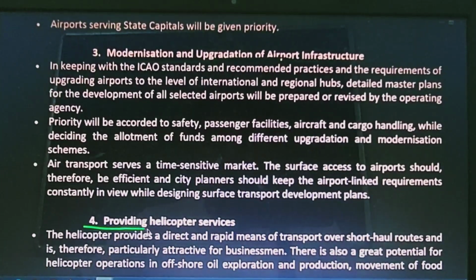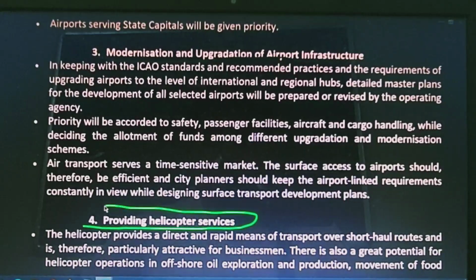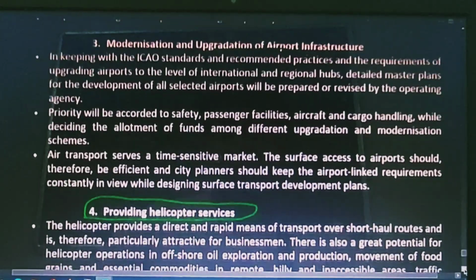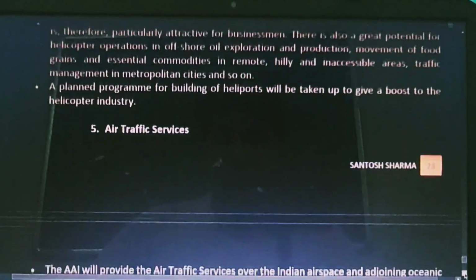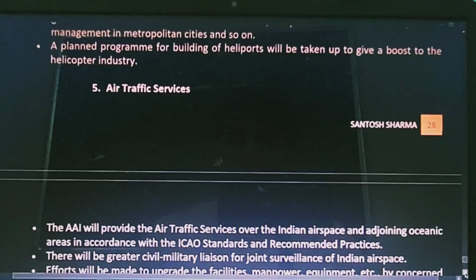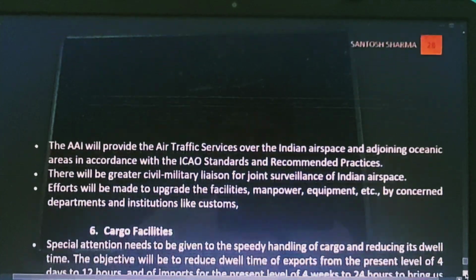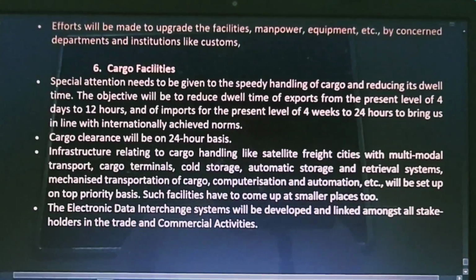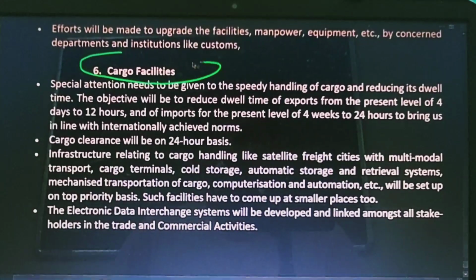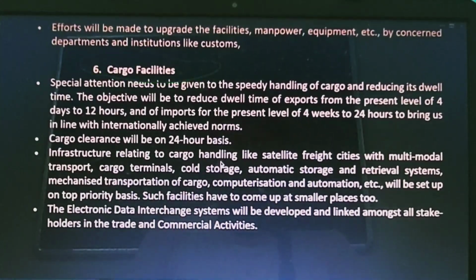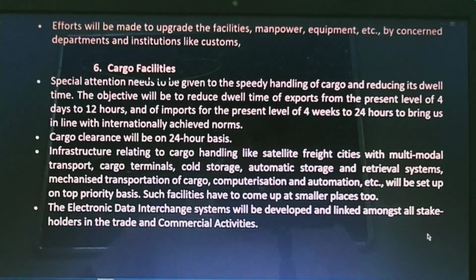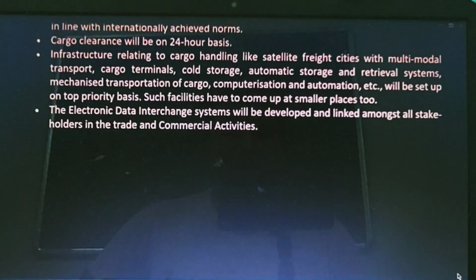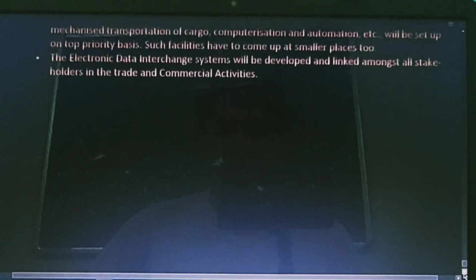Then the government has also provided helicopter services for easy flow of goods and services. Then there are also air traffic services which are provided at the airport. Then it also provides all these cargo facilities separately. Okay. So these are all major policies which are provided by the government.